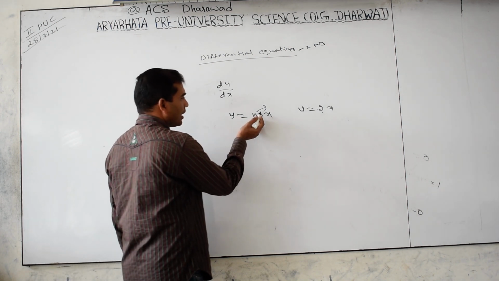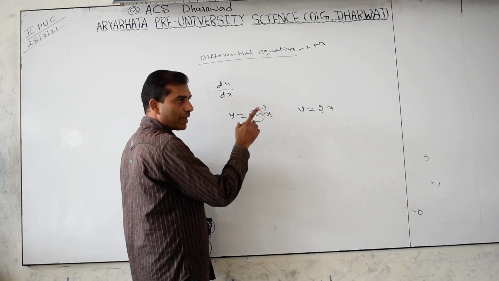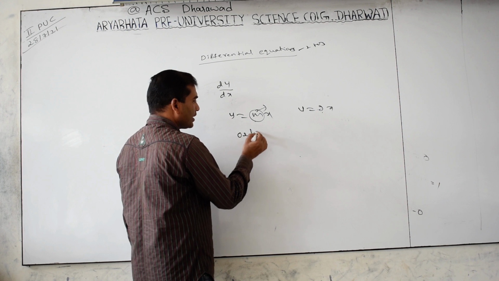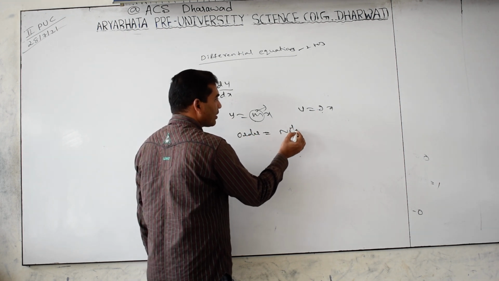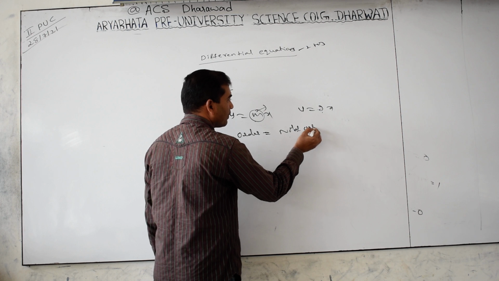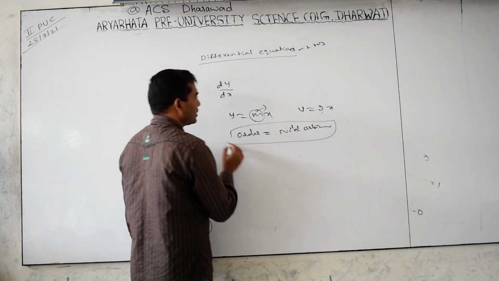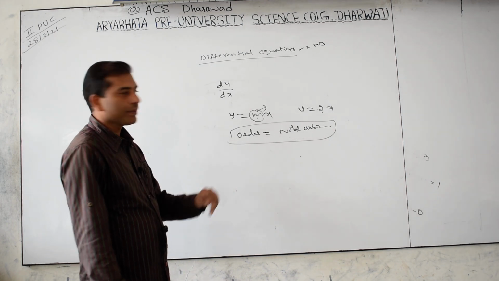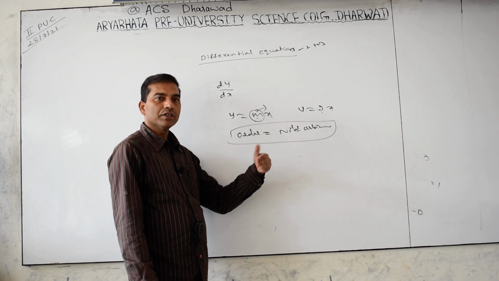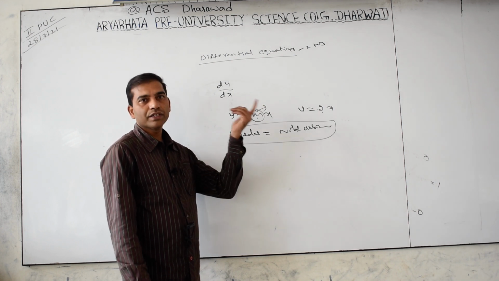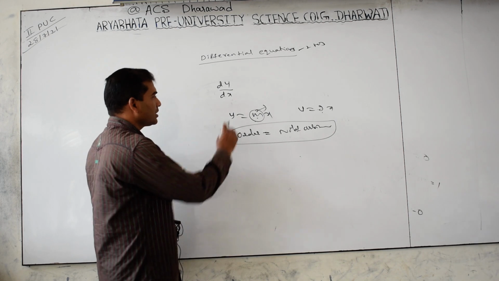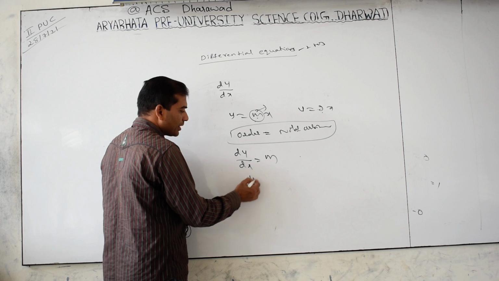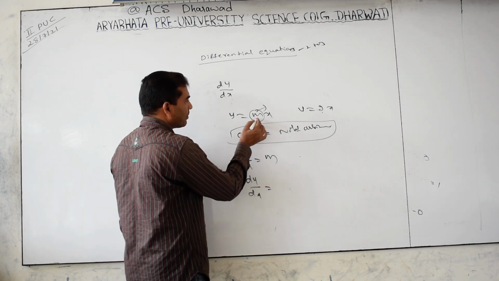So we have to apply differentiation how many times? 1 time, because the order of the differential equation is equal to the number of arbitrary constants. There is 1 arbitrary constant, so we apply the derivative 1 time only. If there are 2 constants, we have to apply differentiation 2 times and eliminate 2 arbitrary constants. y is equal to mx, dy by dx equal to m.